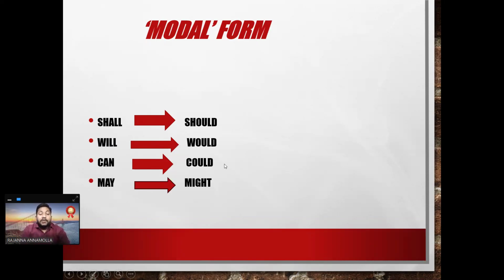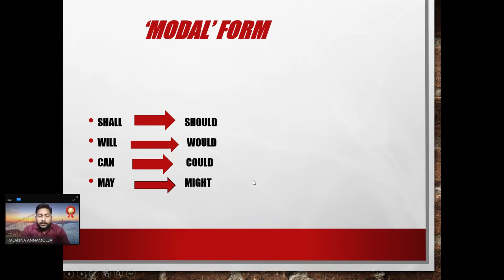Understand? So, could you give me your bicycle, please? Polite request. He could carry that weight if he was given a chance. Next, might. Might is used to talk about past ability. So this is about shall, should, will, would, can, could, and may, might.